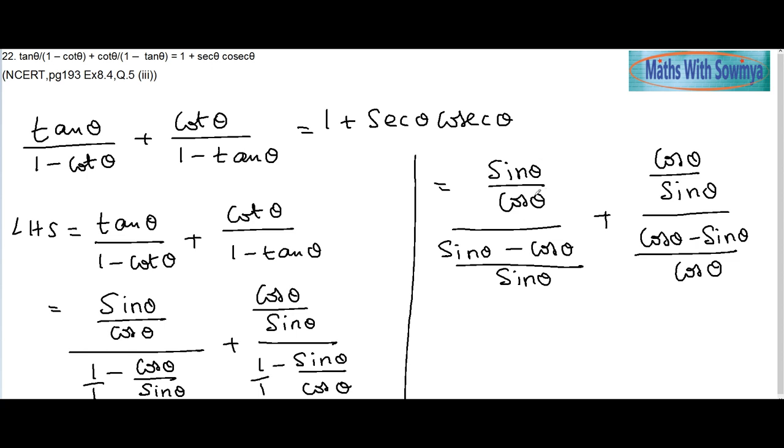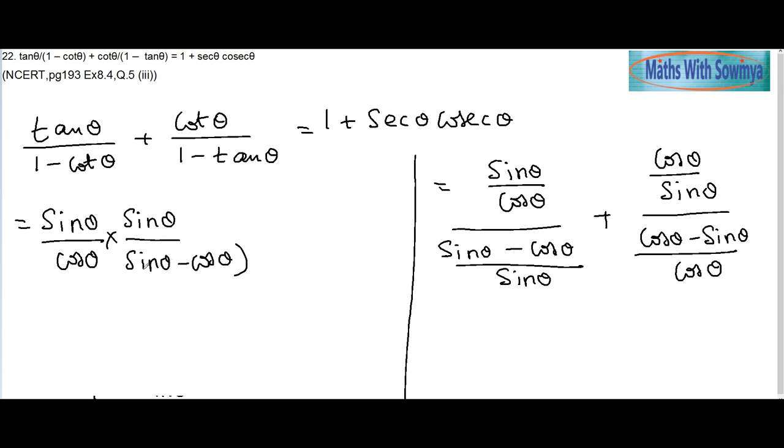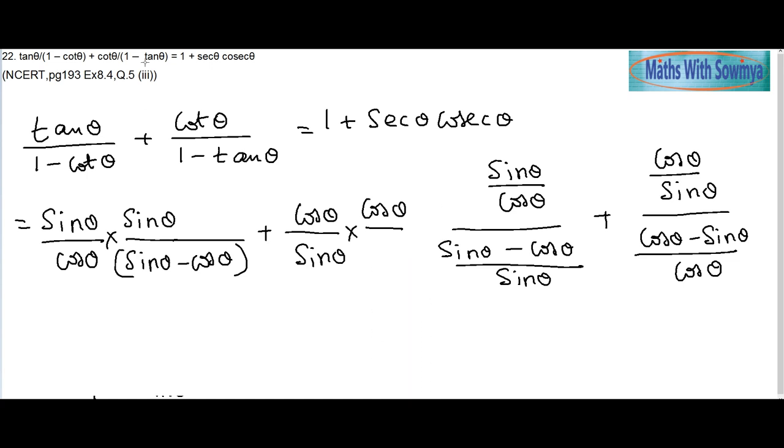Now, we can keep this as it is and we can take the reciprocal. What we will get? Sin theta by cos theta into this sin theta goes to the numerator. Here we will get sin theta minus cos theta. Similarly here, this is cos theta by sin theta into cos theta will come here, and cos theta minus sin theta.